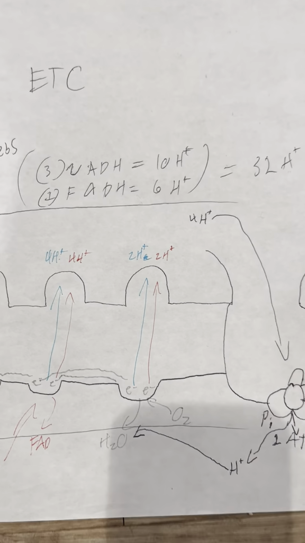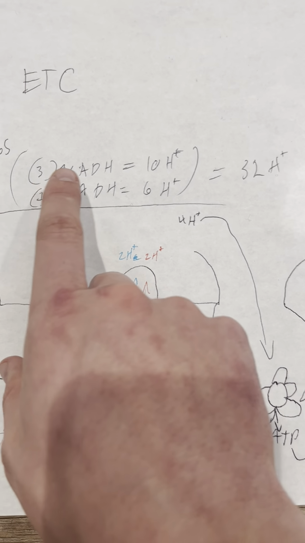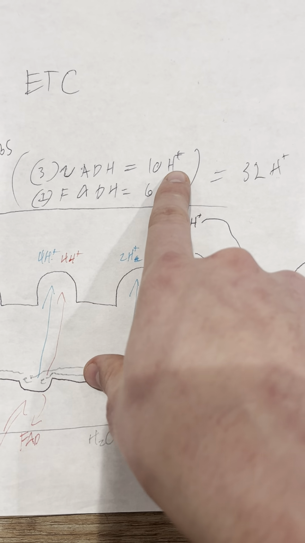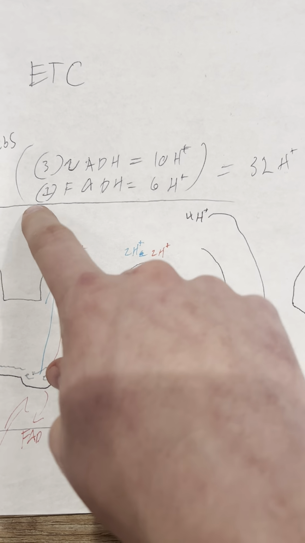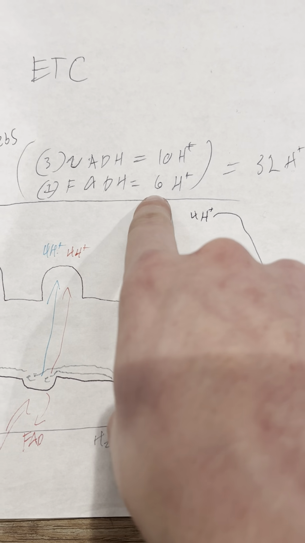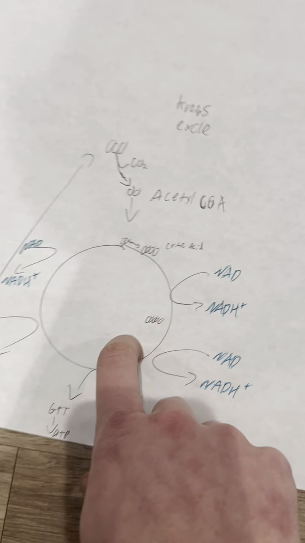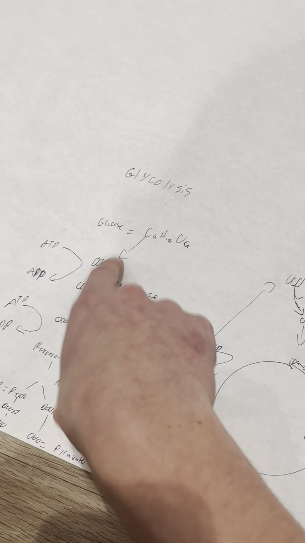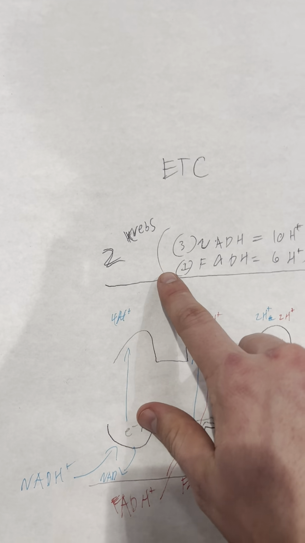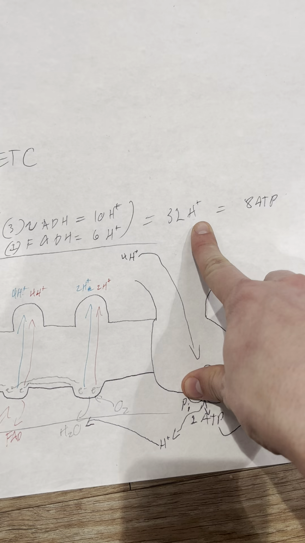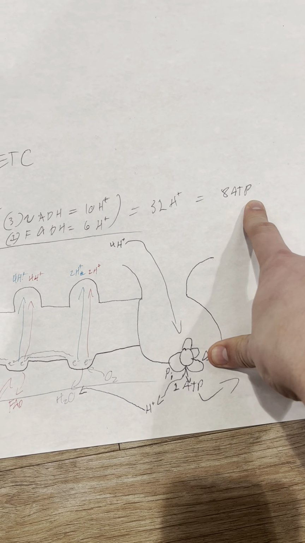So this then results in, with 1 spin of the Krebs cycle, 3 NADHs, which is 10 hydrogens each, and then 1 FADH, which is 6 hydrogens each. Then multiply that by 2, because there are 2 turns of the Krebs cycle per 1 run of the glycolysis, which then equals 32 hydrogens, which from this process equals 8 ATP.